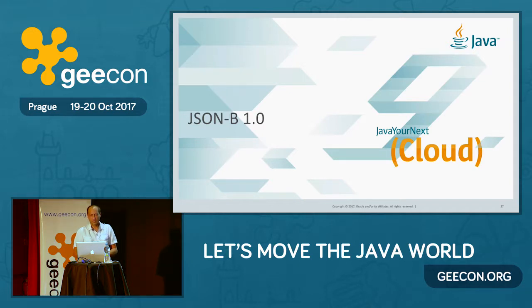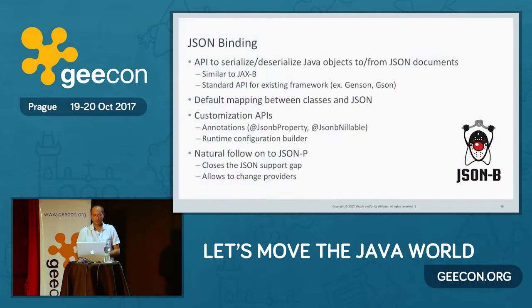One of the new APIs in EE8 is JSON-B. JSON-B stands for JSON Binding. It provides an API to serialize and deserialize Java objects from and to JSON. It's a natural follow-up to JSON-P. And basically, it's almost the same as JAXB in the XML world. If you are used to JAXB, then this API should be familiar to you.